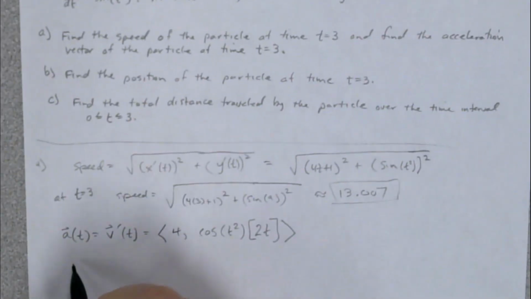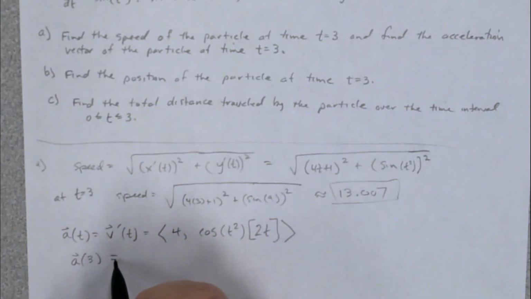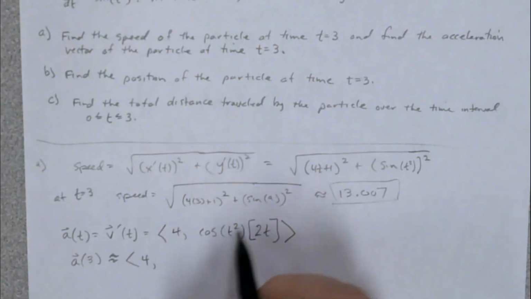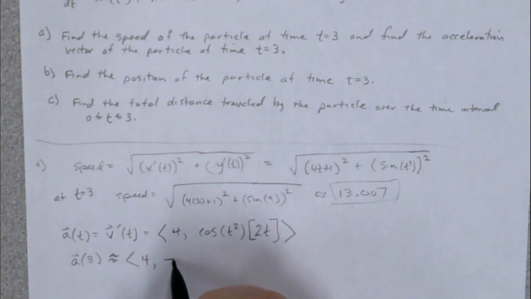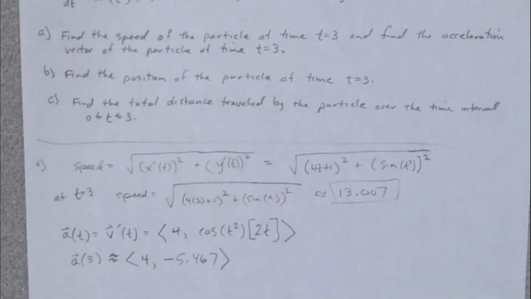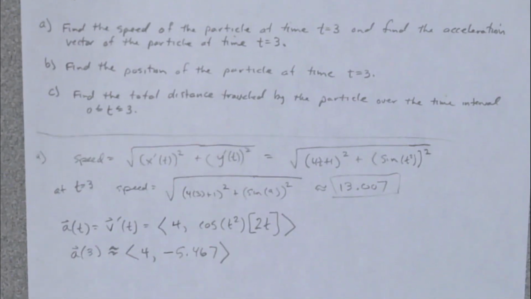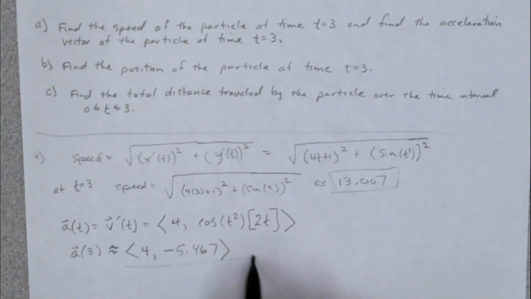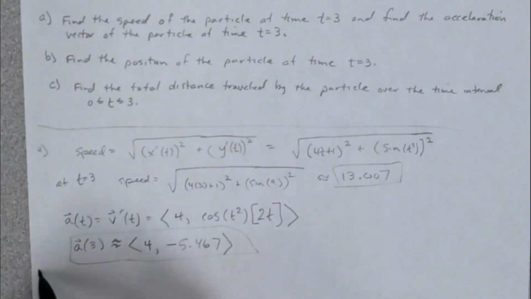And so we want to find the acceleration vector at t equals 3. We can just simply plug in the values on our calculator. This will be a 4. And because we're using a calculator, it's an approximation. Plug in 3 into that, and you're going to get 5.467. Double check my answer on your calculator. Hopefully you got it. And so there is my other solution right there. Okay? Let's look at part B.